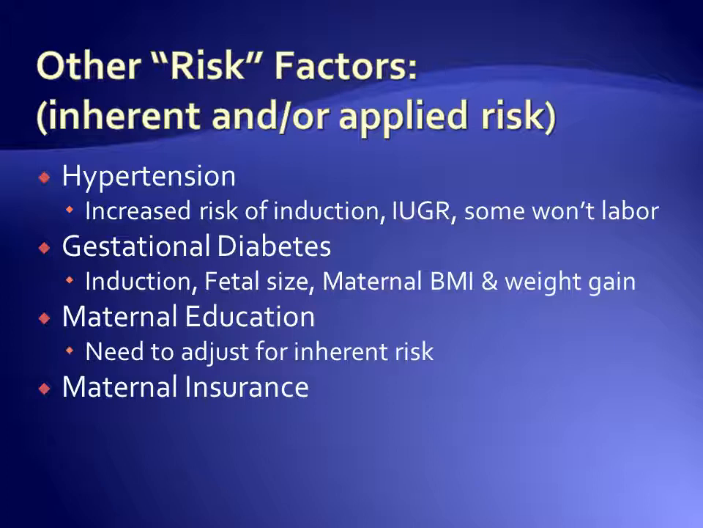Maternal education remains a mystery to me. How does the uterus of the baby know how smart the mother is? Does drinking too much beer in college cause the uterine muscle to become flabby? I think that once there is an accounting of inherent risk, we will find that education is no longer a risk factor. Lastly, maternal insurance.